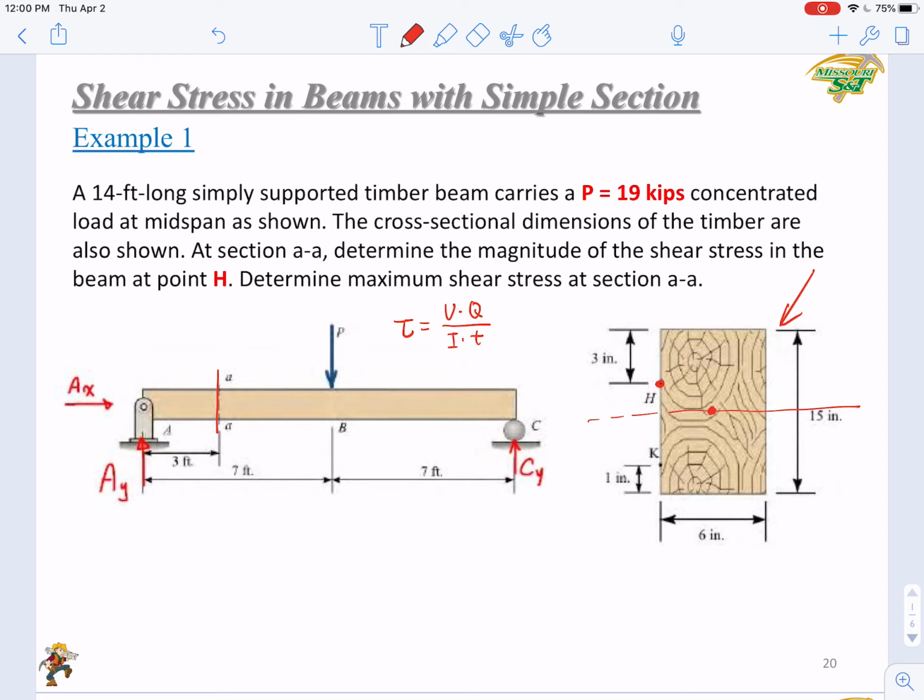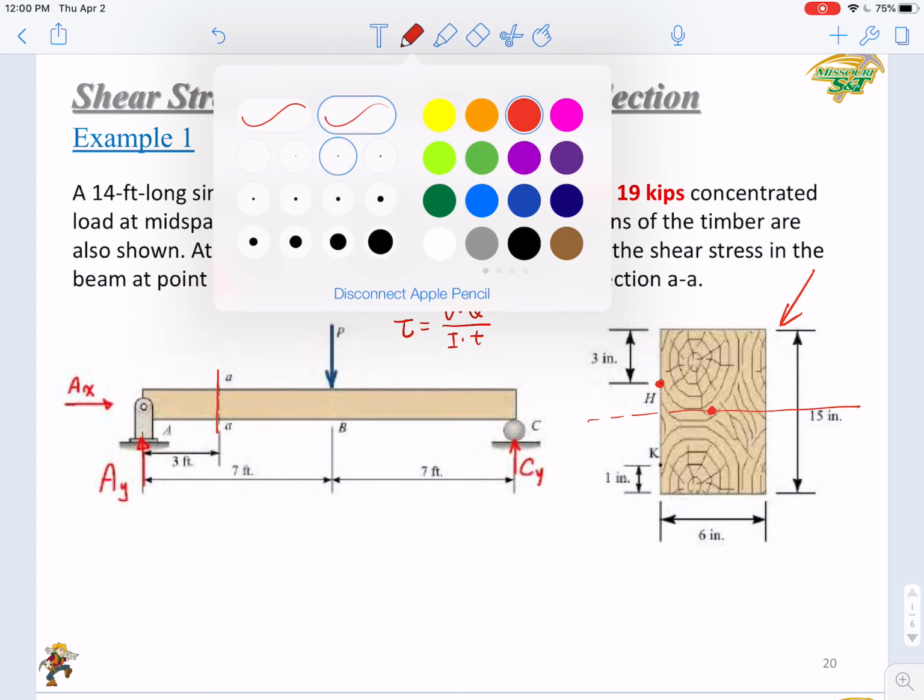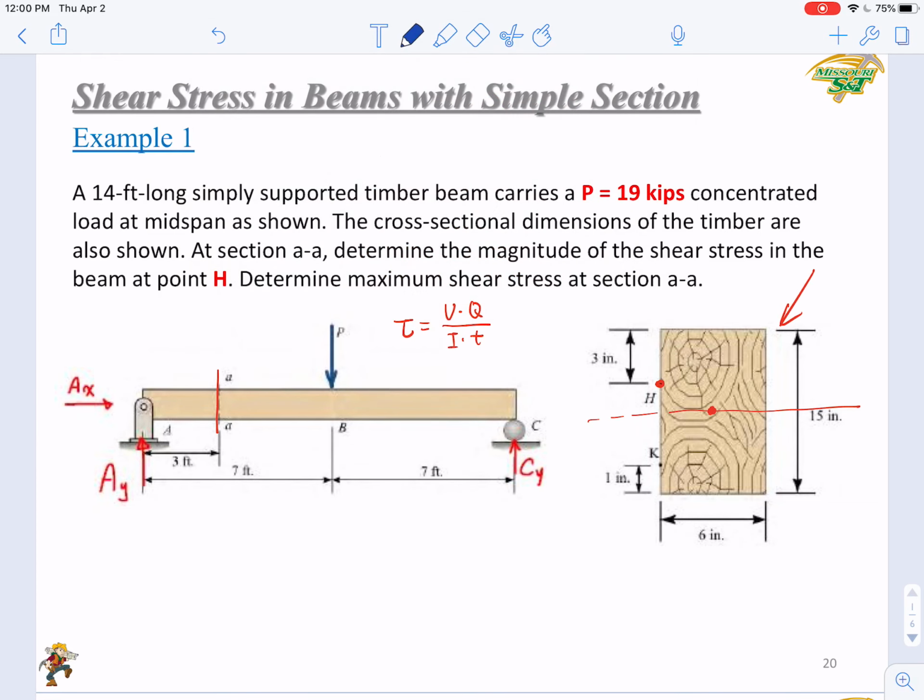At section AA, as we analyzed before, you have 3 constant values in this equation. What are the constant parameters? V is constant, I is constant, and t is constant, right? So the only variable is Q. Okay, so let's determine these constants first. First of all, what is V? What is the shear force at section AA?